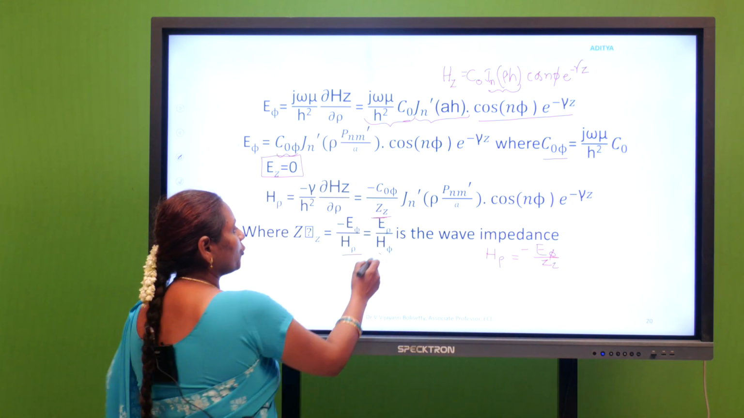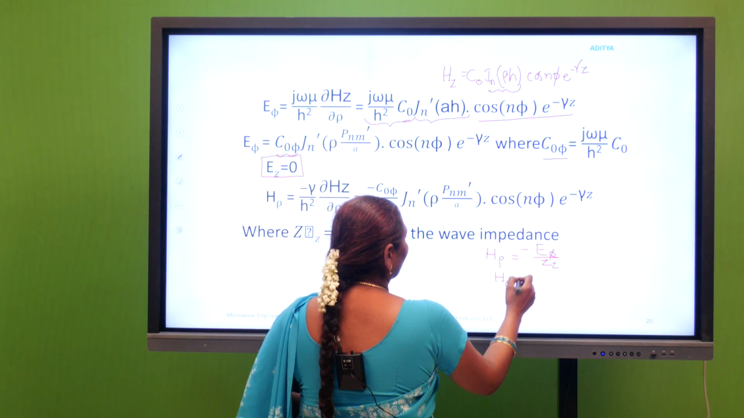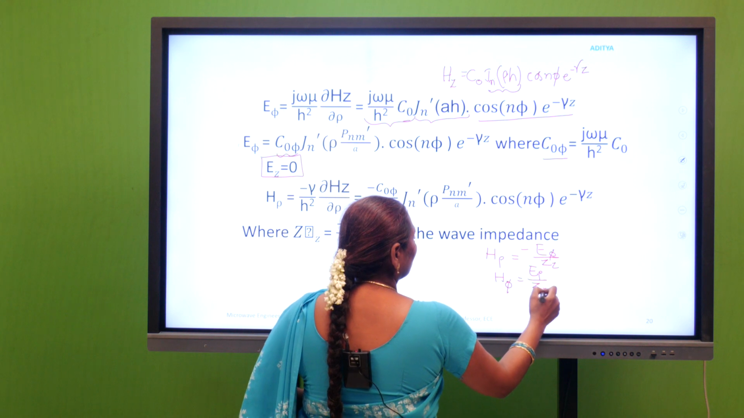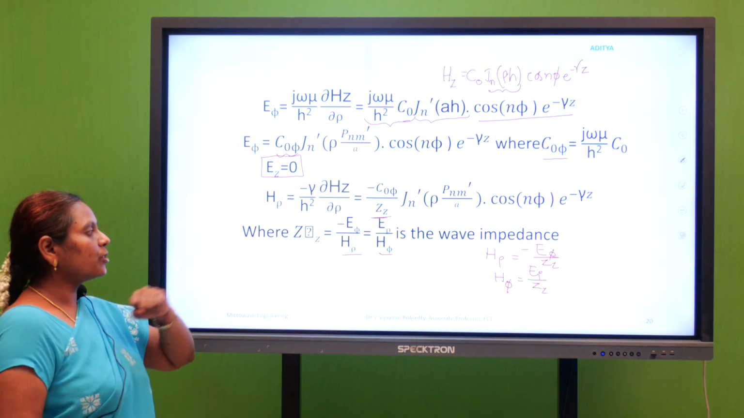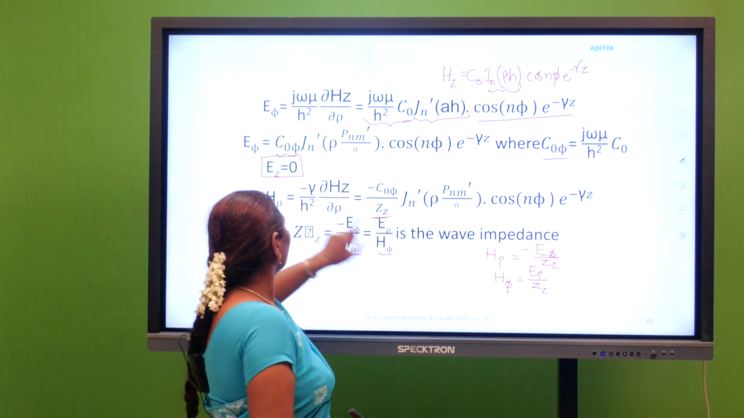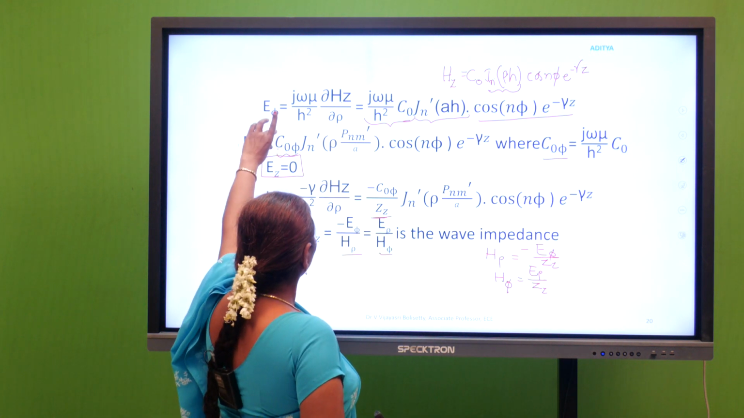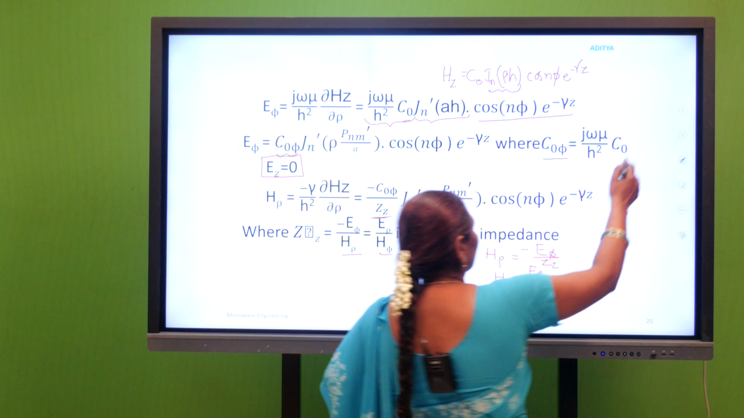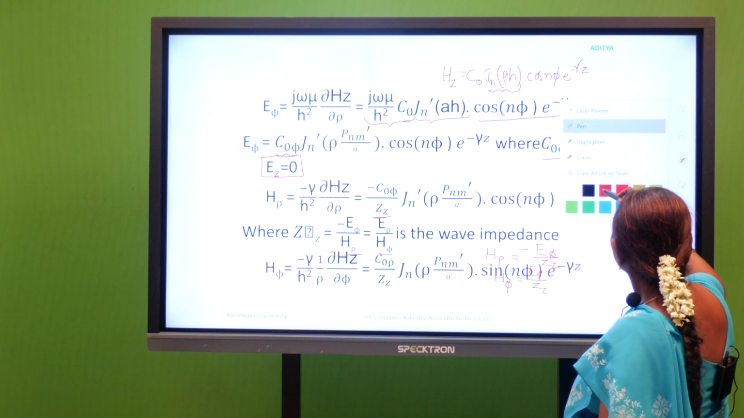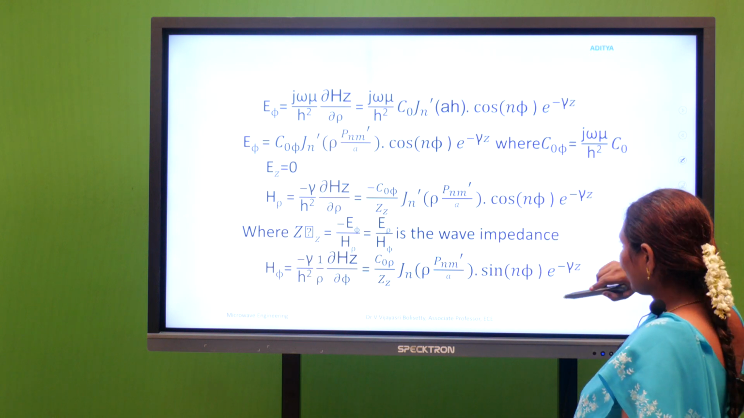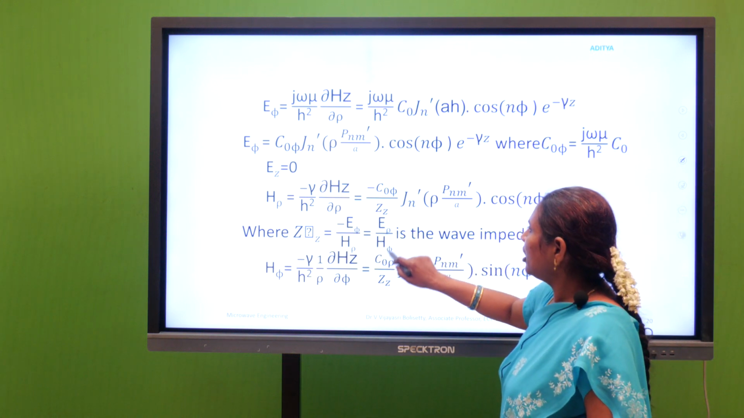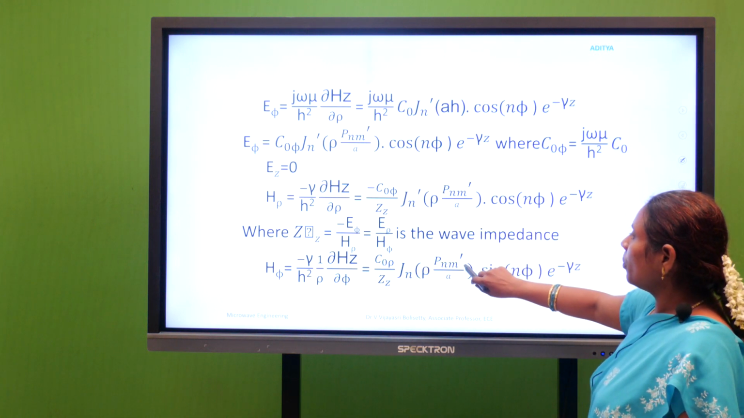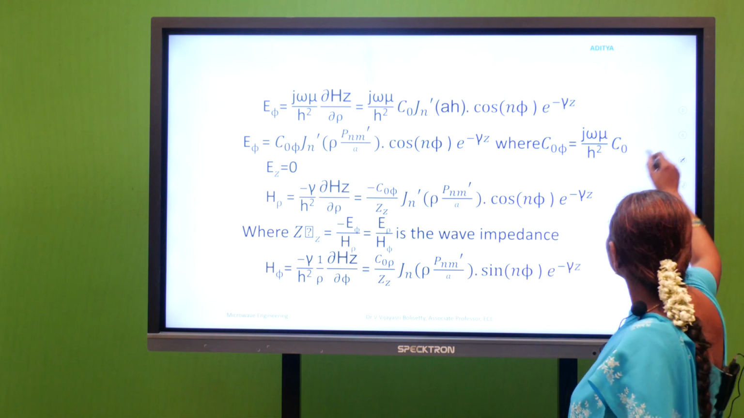Similarly, we can also obtain H phi using this relation. H phi is equal to E rho by ZZ. Already we have obtained E rho, and so we can obtain H phi also, and H rho is equal to simply minus E phi by ZZ. So, the same equation we get here also, and H phi also can be obtained as E rho by ZZ. So, we have already calculated E rho. So, C naught rho by ZZ, Jn rho Pnm dash by a sin n phi e power minus gamma z.